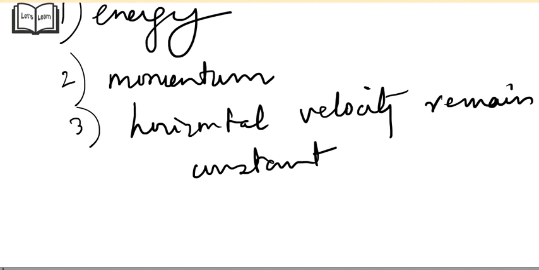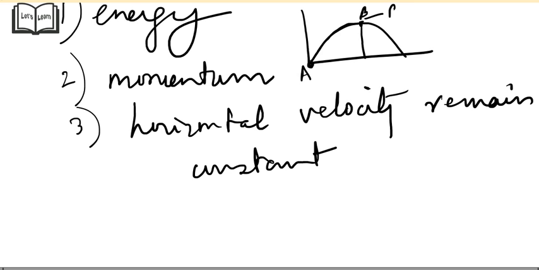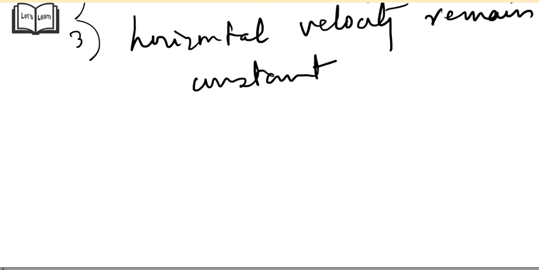Let me tell you one more thing. Suppose I have a projectile motion. So at point A, that is at this point, the potential energy is 0 and the kinetic energy is maximum. As you go higher, the speed decreases, and at point B, the potential energy is maximum, and the kinetic energy is 0, and after that it changes. The kinetic energy increases, and the potential energy becomes 0 at point C. So these are the things you need to consider.